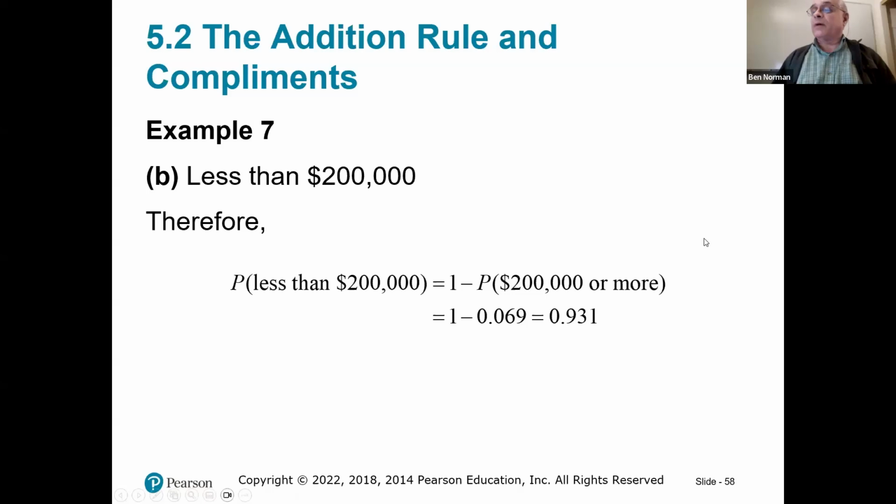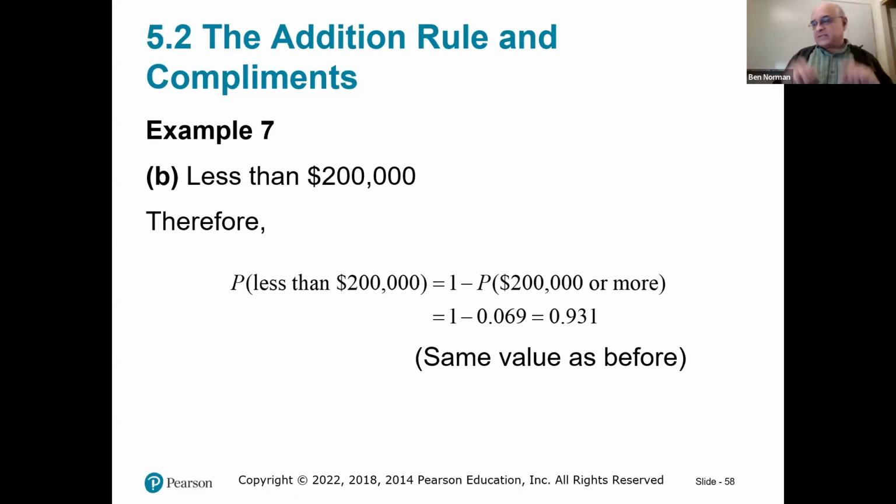Therefore, the probability of less than 200,000 is equal to 1 minus the probability of 200,000 or more, which is 1 minus 0.069, which is 0.931, the same value as before. This is not a trick as in coincidentally happening to be the same. No, it's a trick as in this is a shorter but equivalent way of doing it.